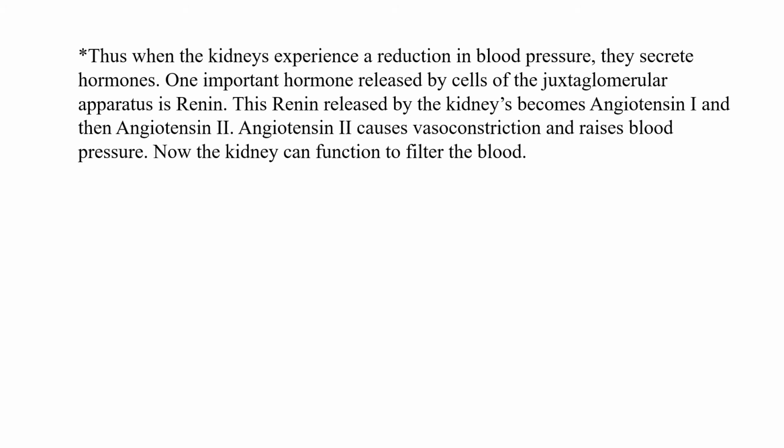So when the kidneys experience a reduction in blood pressure, they secrete hormones. One of the hormones released by the juxtaglomerular cells is renin. The renin is released by the kidneys, becomes angiotensin 1 and then angiotensin 2, and it causes vasoconstriction. That vasoconstriction we're talking about is throughout the entire bloodstream, in your entire circulation. And a lot of times when people have high blood pressure, they're given a medication to cause vasodilation.